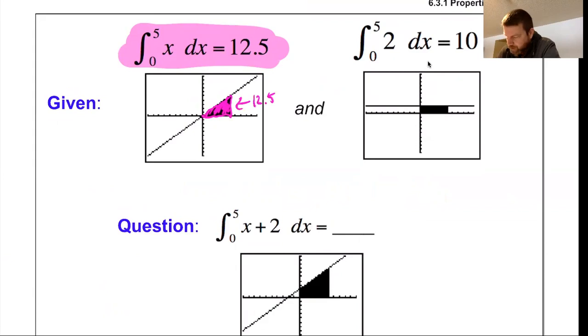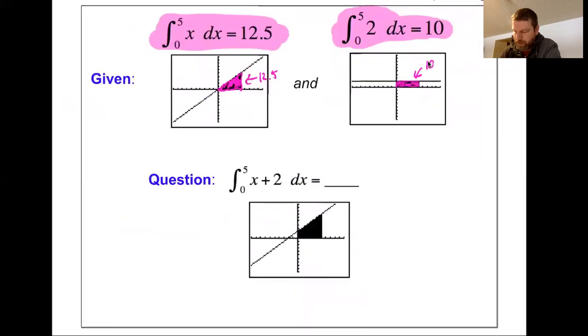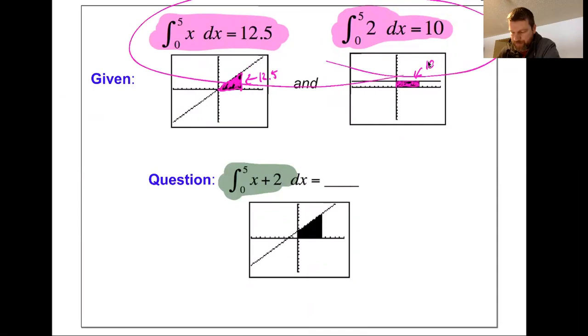And then I'm also telling you the integral from 0 to 5 of just 2 dx is 10. And again, you probably didn't need me for that, but I'm telling you anyway. This thing has an area of 10. So then the question is, what is the integral from 0 to 5 of x plus 2? These ones added together. Well, it's going to be that total area added together. It's going to be 22.5.